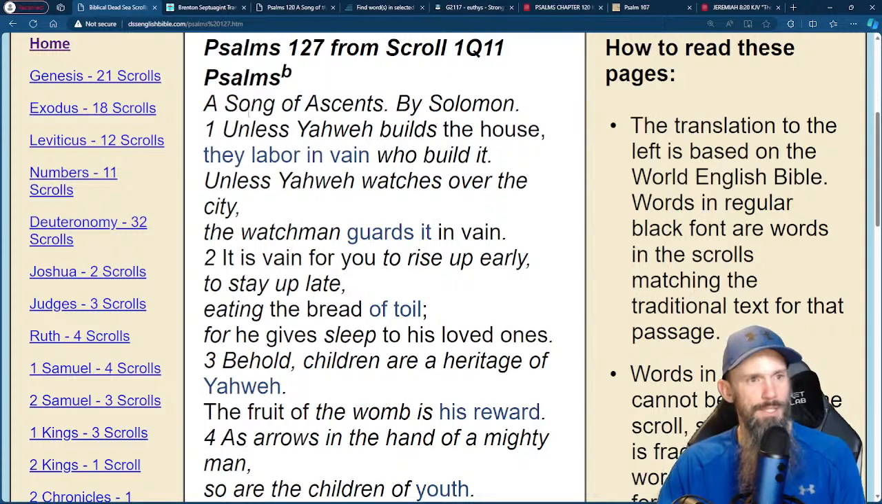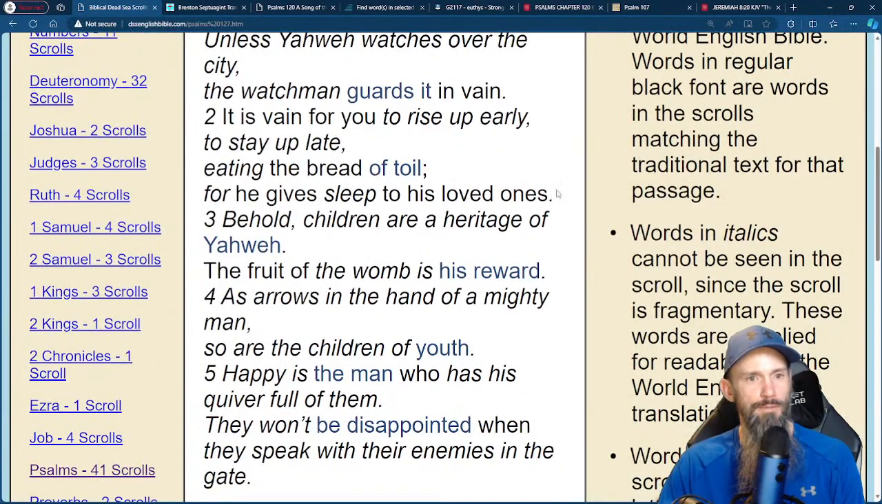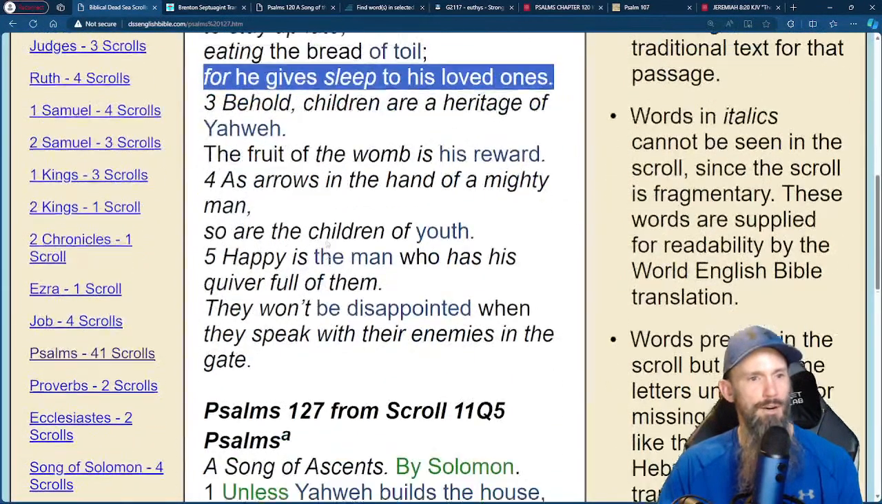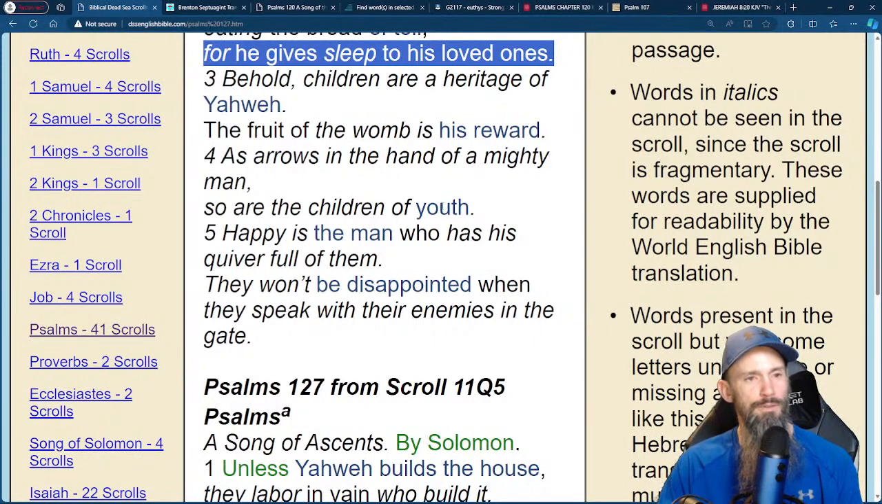Psalm 127, a song of ascents by Solomon. Unless Yahuwah builds the house, they labor in vain who build it. Unless Yahuwah watches over the city, the watchman guards it in vain. It is vain for you to rise up early, to stay up late, eating the bread of toil, for he gives sleep to his loved ones. Behold, children are a heritage of Yahuwah. The fruit of the womb is his reward. As arrows in the hand of a mighty man, so are the children of youth. Happy is the man who has his quiver full of them. They won't be disappointed when they speak with their enemies in the gate.